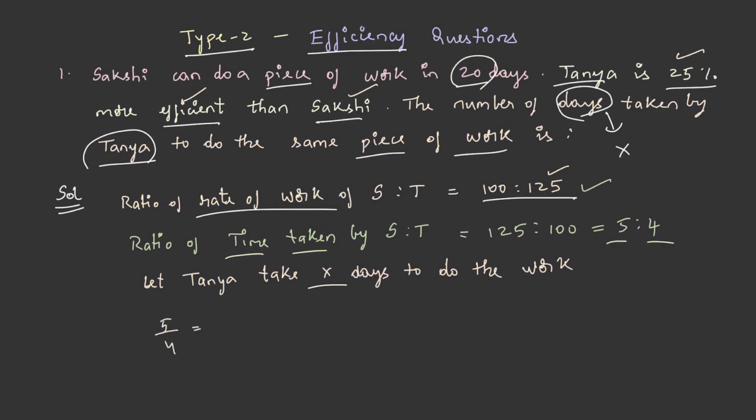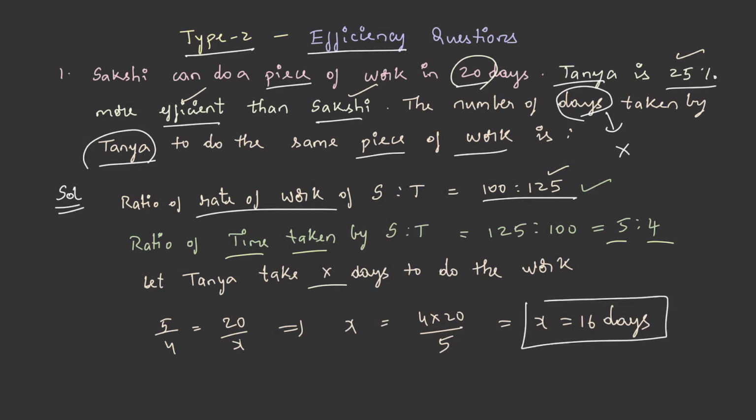That is 5/4 is equal to 20 by X. This will become X is equal to 4 into 20 by 5. And on solving this, X will be 16 days. So Tanya takes 16 days to complete the same work.